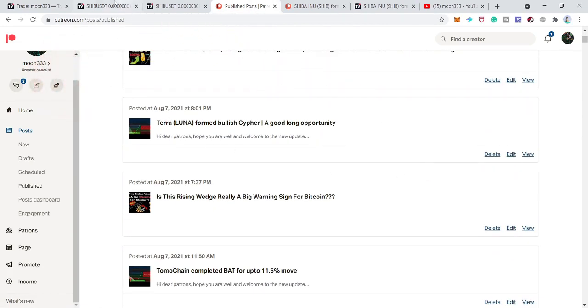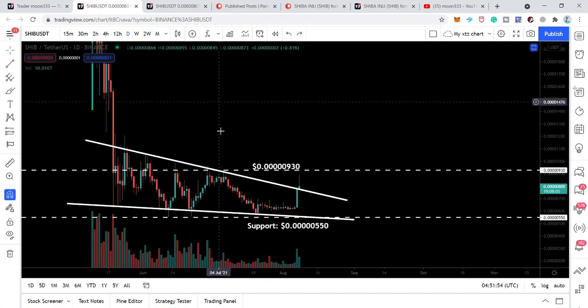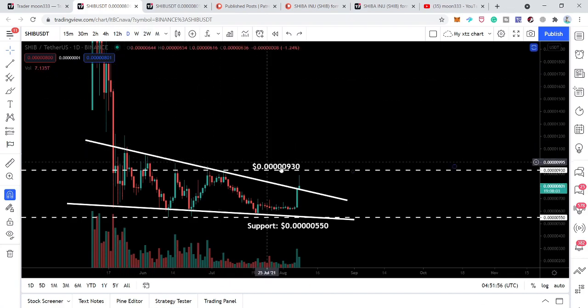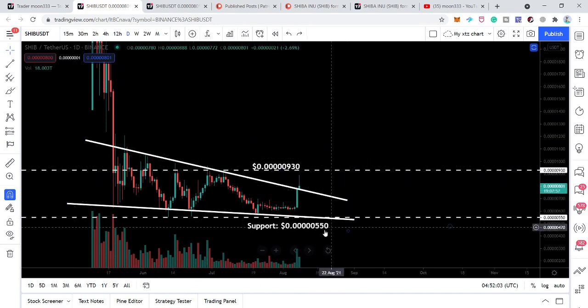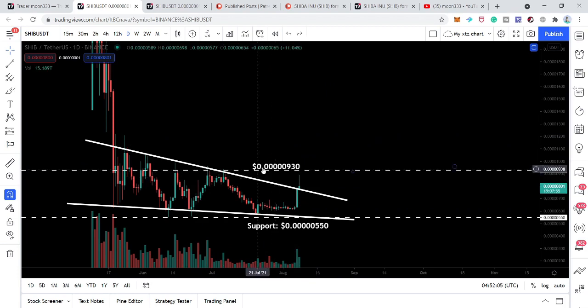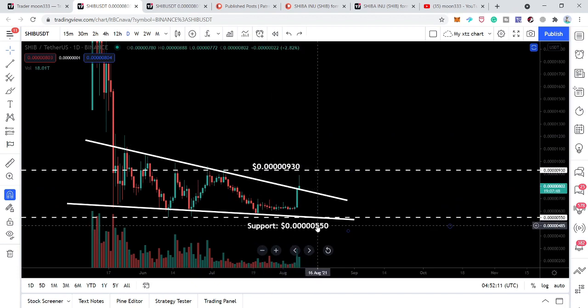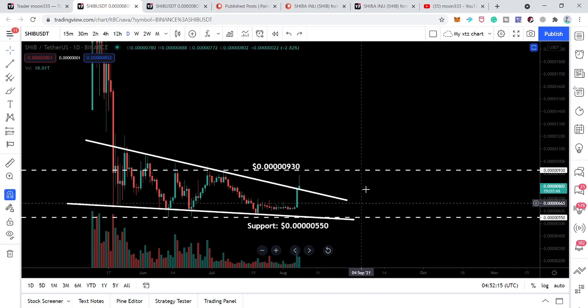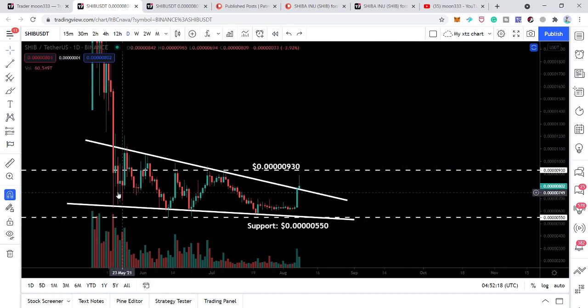Now let me take you to the daily time frame chart, and here previously we have seen that the price action of Shiba was moving in a down channel, and at the same time we were having very strong resistance at $0.000093, and the support was at $0.000055. But now you can see that this support is lifted to the upside.